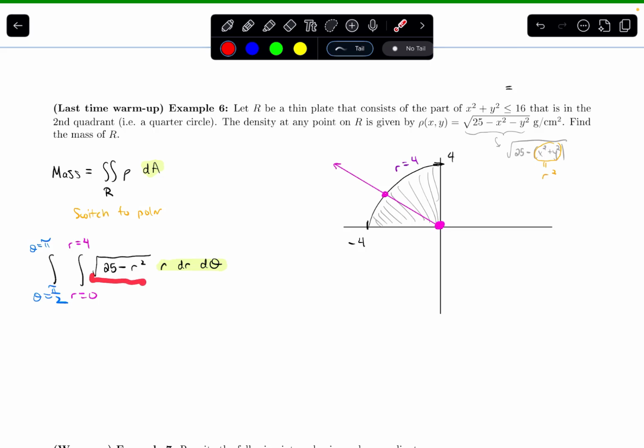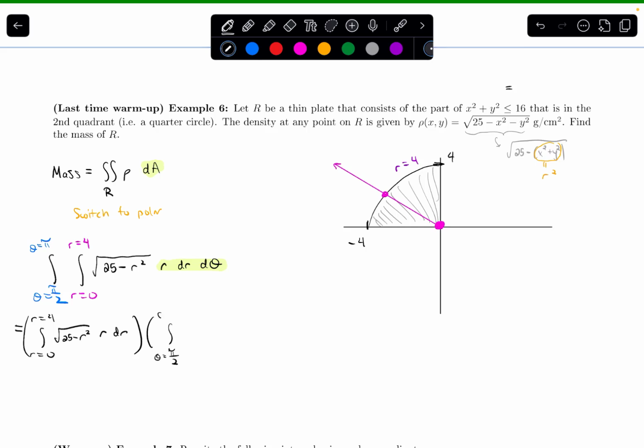Because this function is purely in terms of r, we can decouple the integral. We can split it up as the integral that has r's in it, which is from r equals 0 to r equals 4 of square root of 25 minus r squared times r, dr. Take that part and multiply it by the integral with everything with theta. So integral from theta equals pi over 2 to theta equals pi, we'd have d theta, and there's actually nothing here that has a theta in it, so technically there's a 1.